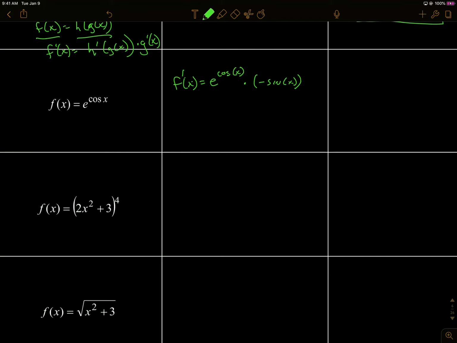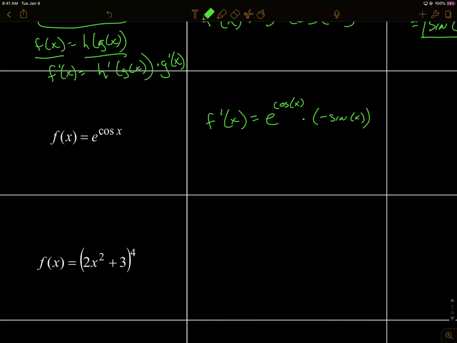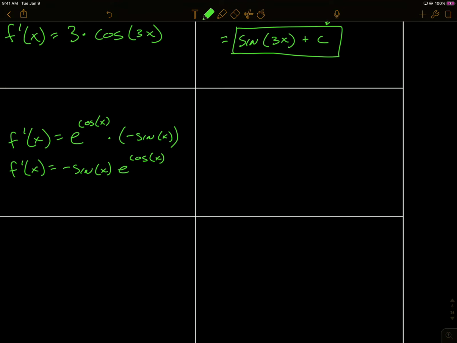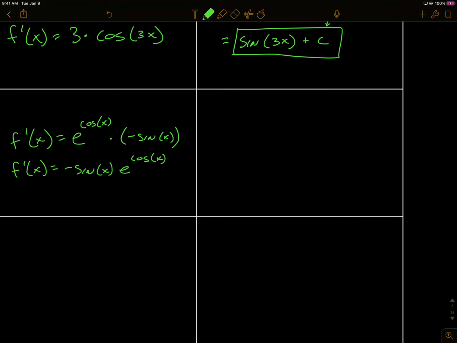I'm going to pause this and see if I can fix this. Okay, so if we rewrite that in a better format, it's negative sine of x times e to the cosine of x. So now that means, again, that's another integral. They want us to just integrate f prime, which is easy. We know it's just the original f.